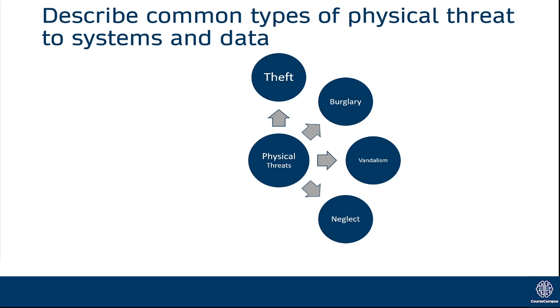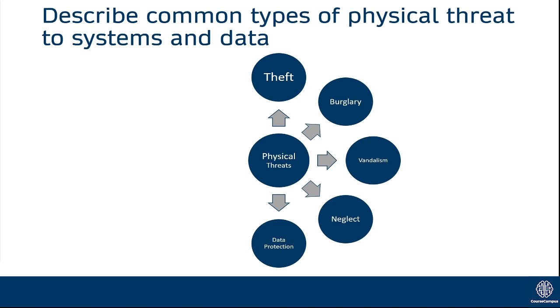Neglect, like I've just mentioned, is people just not looking after equipment. Maybe you get a work phone and people are throwing it about, they're not putting a case on it, or they've taken the case off it, and the screen's getting scratched and damaged. These are physical threats to systems and data. Like I said, phones could be included in this, as that is part of IT systems. You could think mobile phones, tablets, those sorts of things as well.